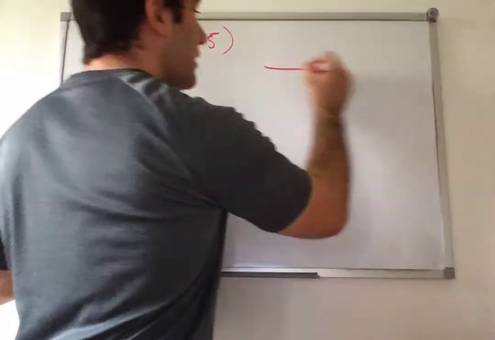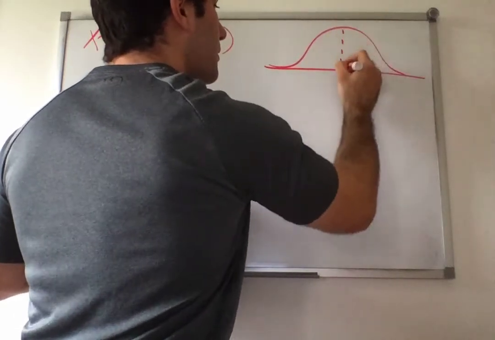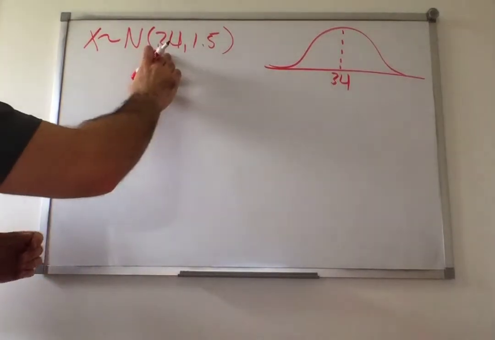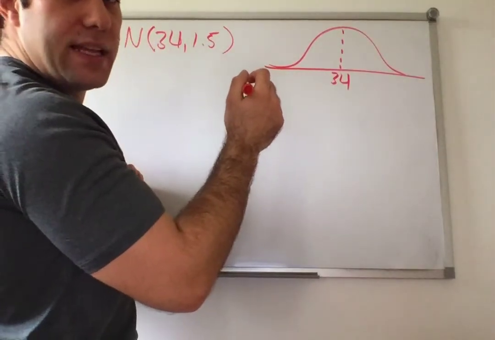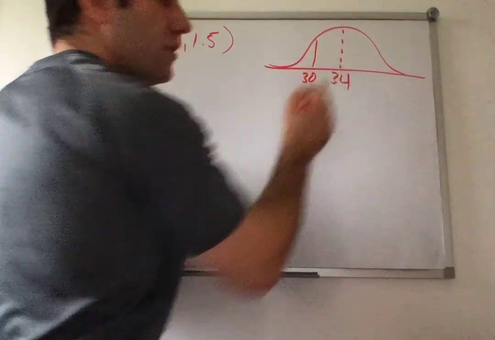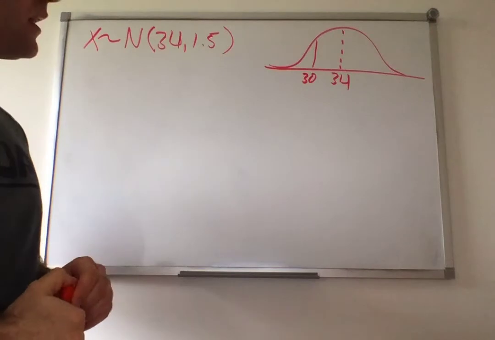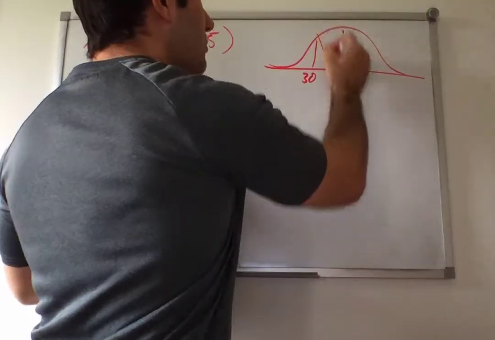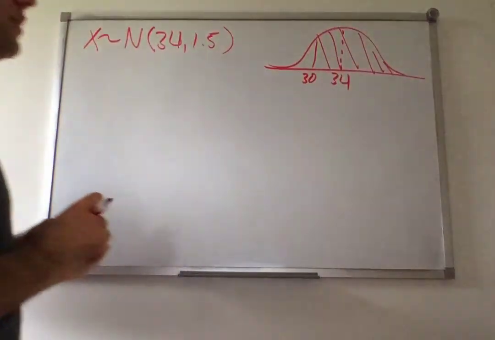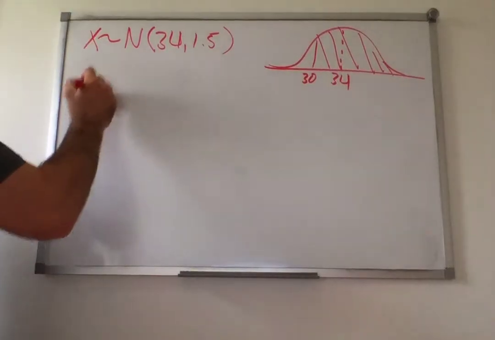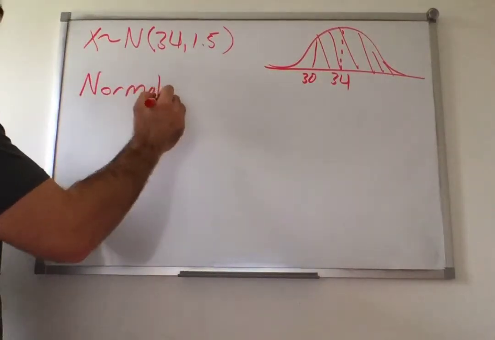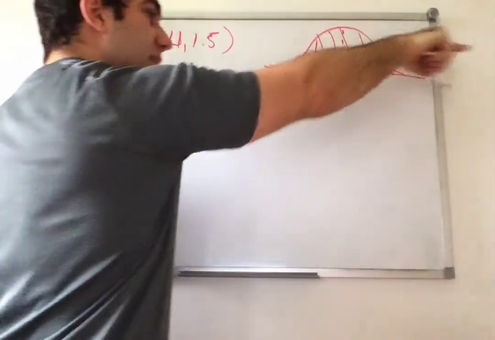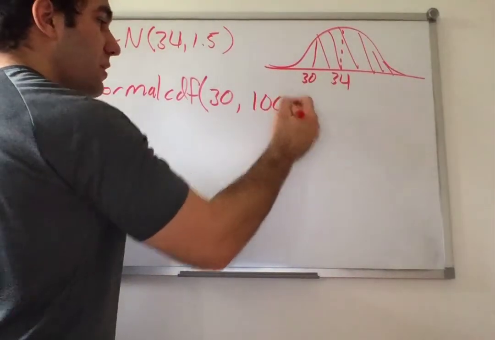Okay, if I were to draw this on a picture, 34 would be in the middle. And then we want to know the probability that the sample average is greater than 30 years old. So greater than would be everything this way. And again, we're going to use normal CDF. Well, my lower bound's 30. My upper bound, this keeps going on forever, so you need to make it a large number. I'm going to use 100.